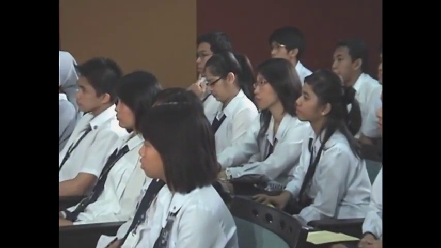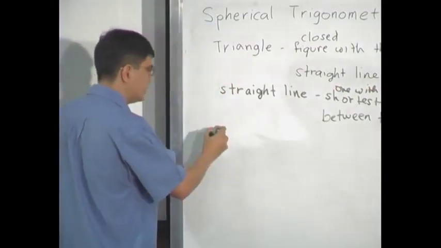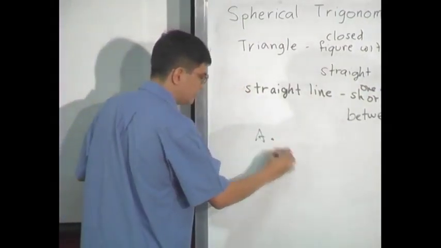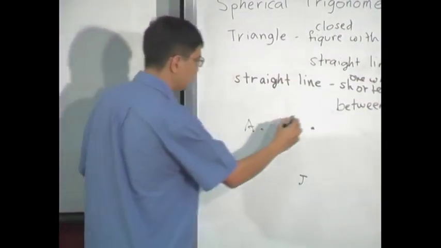Now, one property of triangles has to do with the angles, the interior angles. For example, we have Alvin here, we have Jo Andrea here, and we have Maria here.